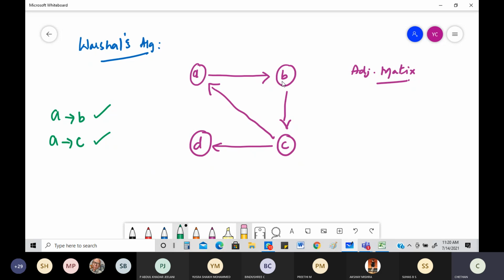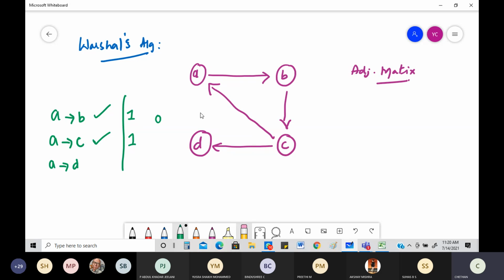Check here. A to B, there is a path. A to C, there is no path. But A to B, B to C, there is a path, because of which we say there is a path from A to C. If there is a path, what do we write? 1. If there is no path, what do we write? 0. Okay.